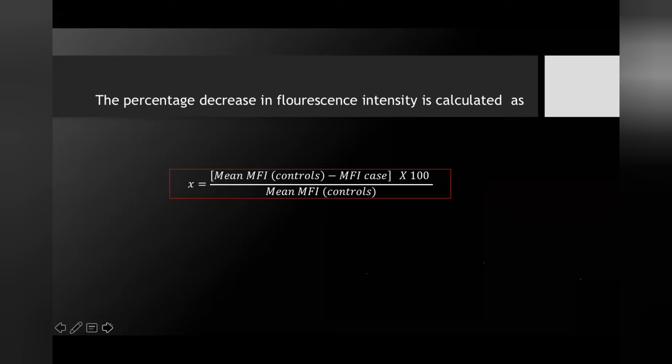So we can look at the percentage decrease in the fluorescence intensity, and that will help us objectify the results.